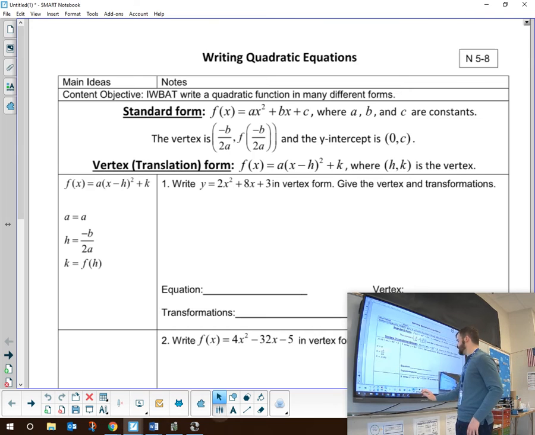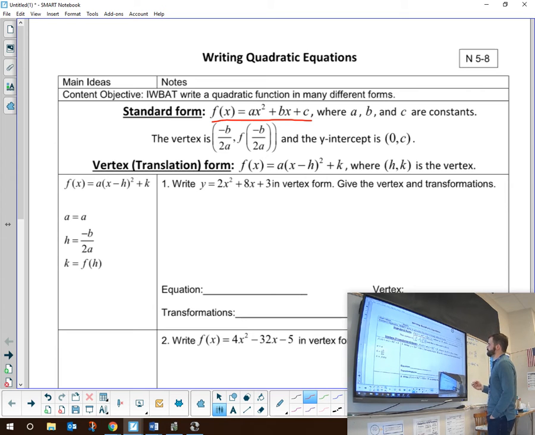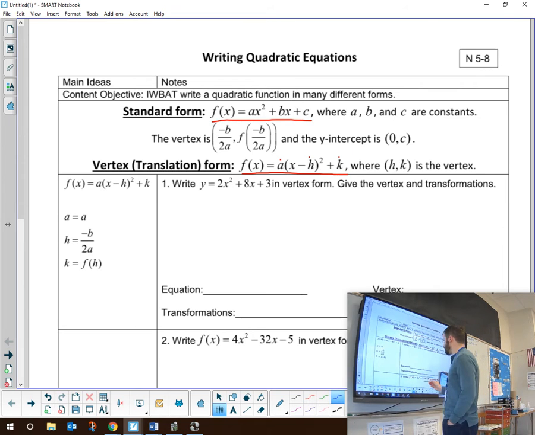Standard form is ax squared plus bx plus c, where a, b, and c are constants. And vertex form is this one, where we have my a, h, and k. The main part of today's lesson is practicing moving from standard form to vertex form. There are some easy things about this. The first thing is my a value in standard form is going to be the a value in vertex form. Both of those are the same.